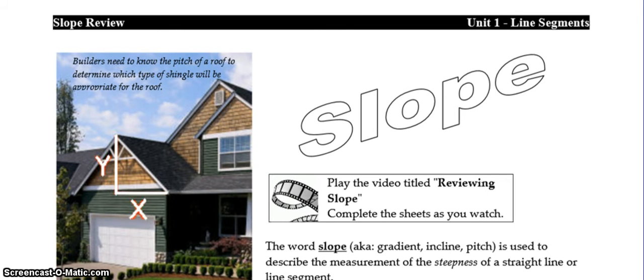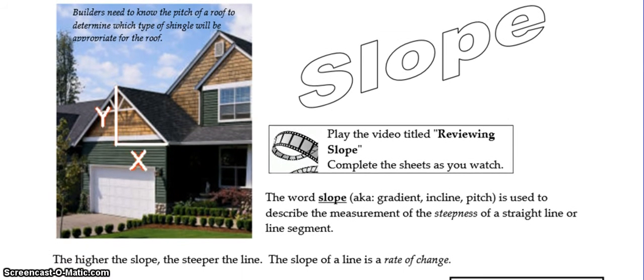Today we are going to go over slope and graphing lines. So, what is slope? Slope is also called the gradient, the incline, and the pitch, and it's used to describe the measurement of the steepness of a straight line or line segment. So for instance, the steepness of this roof right here.